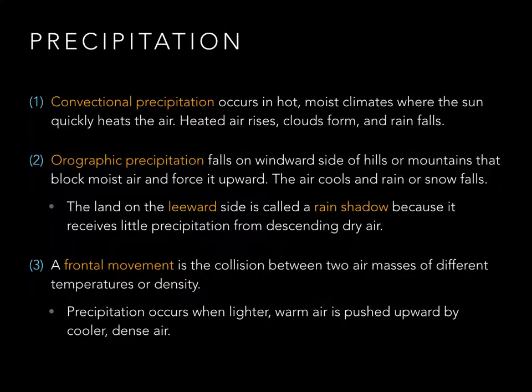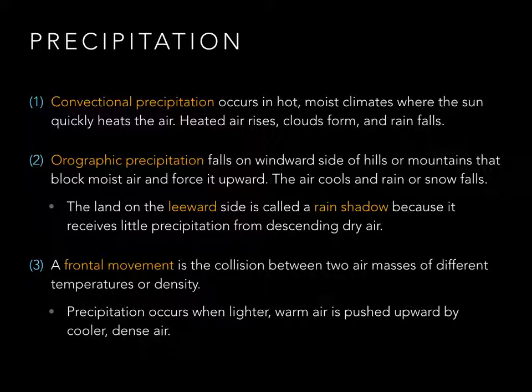There are 3 types of precipitation. These are very important: convectional, orographic, and frontal movement. The first, convectional precipitation, occurs in hot, moist climates, like Miami, Florida, in a subtropical area, where the sun quickly heats the air, the heated air rises, clouds form, and rain falls generally in the afternoon.